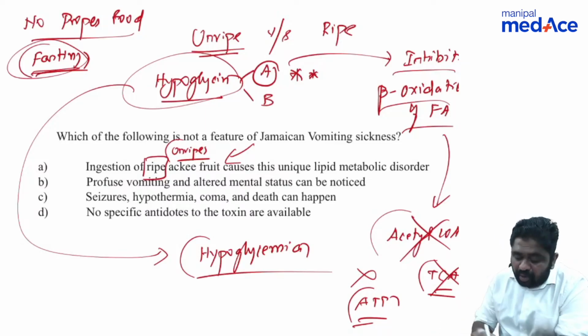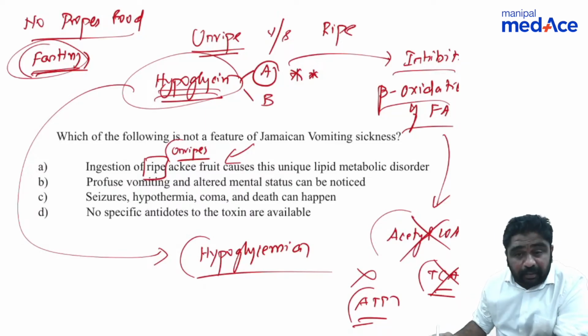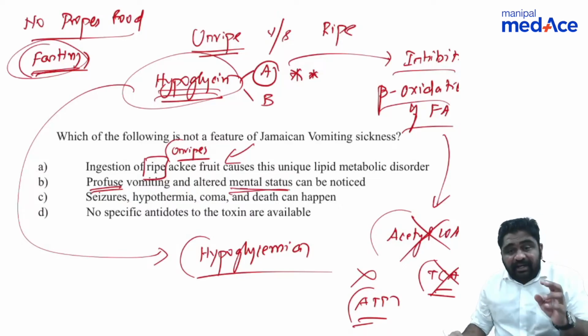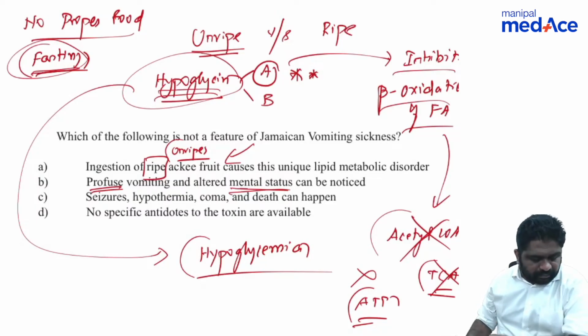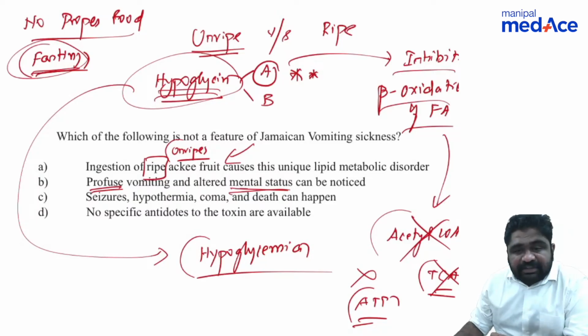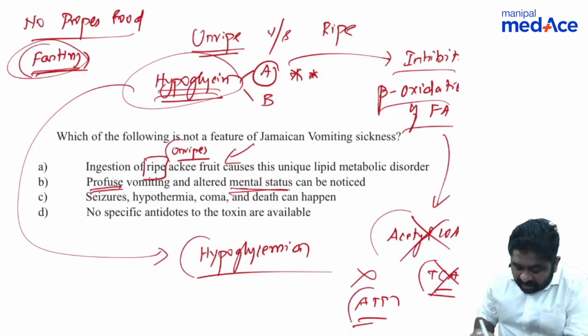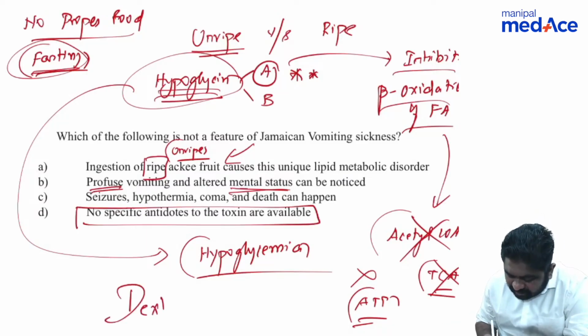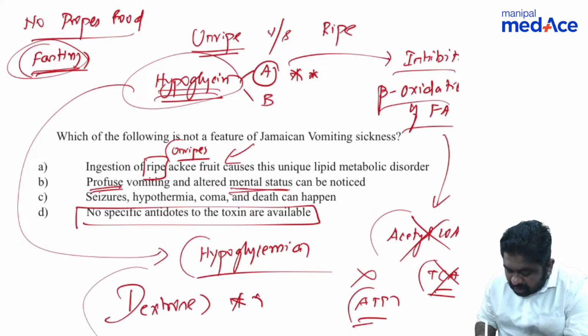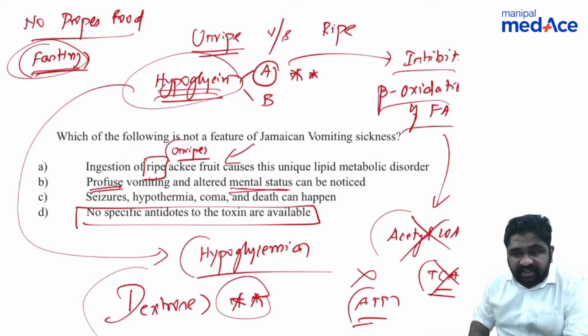Now, this hypoglycin is capable of irritating your stomach mucosa, because of which profuse vomiting can happen. And because of the consistent hypoglycemic state, mental status can be altered. And it can lead to seizures and hypothermia also. Now, there is a question. Do you have a specific antidote for this toxin? Yes, this is a true statement. There is no specific antidote available. Then how do you treat the patient? By giving IV dextrose. Remember, dextrose is important for saving the patient at this point of time.